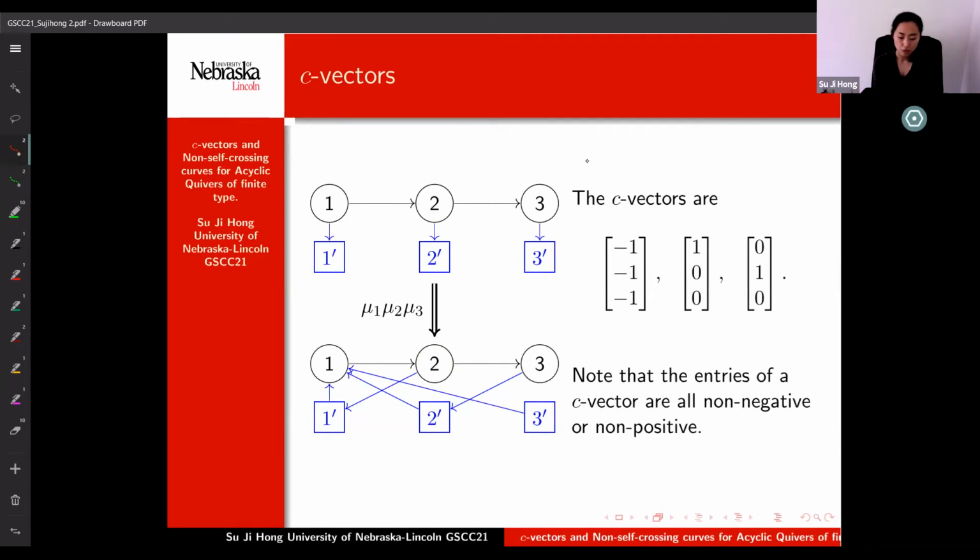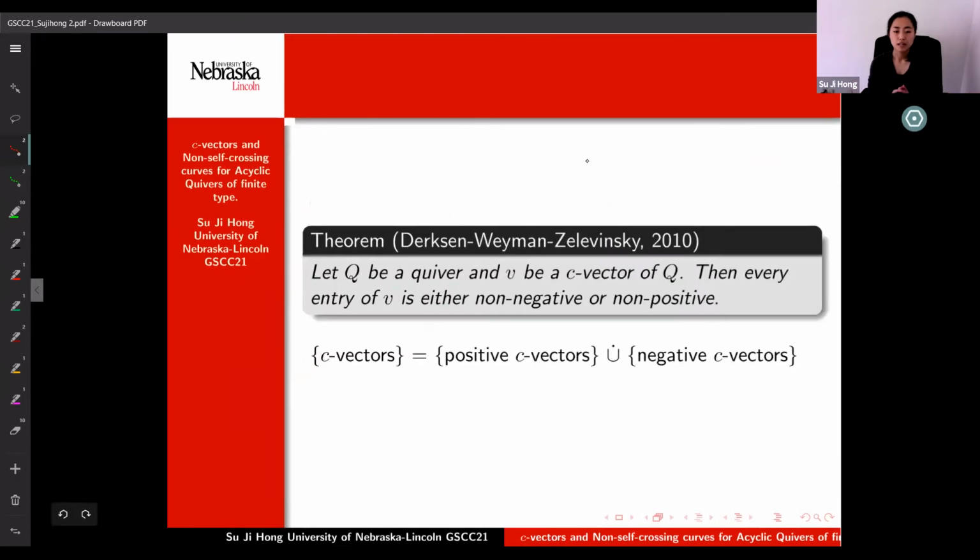In other words, when we look at a mutable vertex, all the arrows from the frozen vertices are either coming in or going out. So you might wonder, is this a coincidence that it happened only on this quiver? But the answer is actually no. Dirksen, Wayman, and Zolvinsky in 2010 proved that any C vectors are either going to be non-negative or non-positive. So we're going to call the non-negative C vectors positive C vectors and the non-positive ones negative C vectors. And we're going to be focusing only on these positive C vectors.